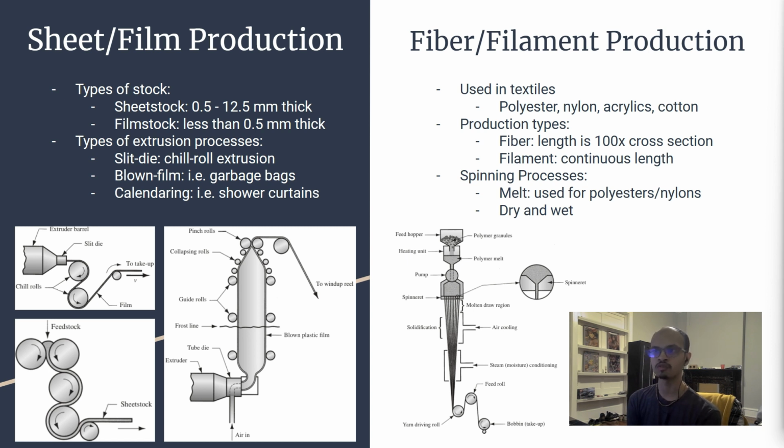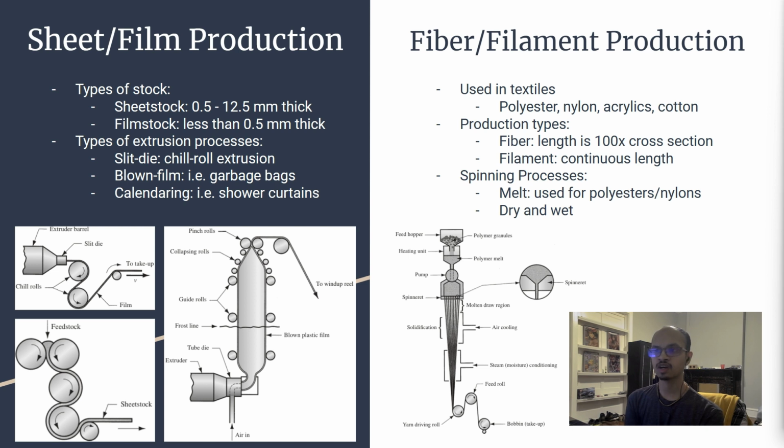Another way is blown film, where air is blown through the feedstock to produce a thin film. The resulting film can be left in a tube like a garbage bag or cut at the edges. The middle picture shows this process. The final process is calendaring, where feedstock is fed through a series of rollers reducing the thickness to final dimensions. Calendared products include shower curtains and pool liners. The bottom left picture shows this process.